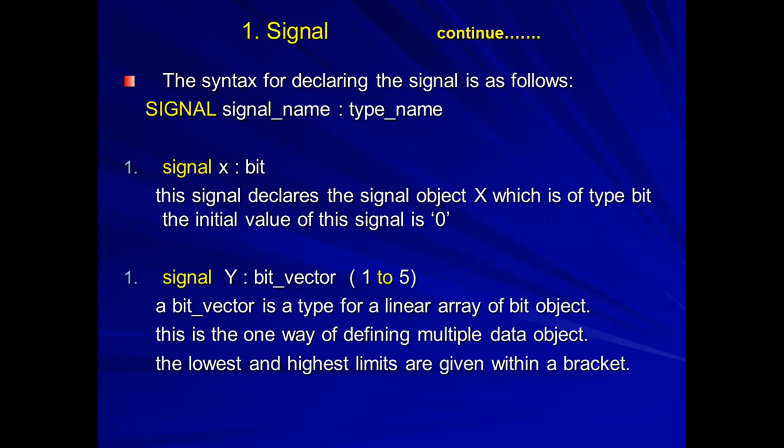In a similar way, if a signal has multiple values or vector values, then we can declare it this way. In the second example, signal y colon bit underscore vector 1 to 5. A bit vector is a type for a linear array of bit objects. This is one way of defining multiple data objects. The lowest and highest limits are given inside the bracket. If we are declaring 1 to 5, 1 indicates the LSB and 5 indicates the MSB, which means it is a 5-bit signal.